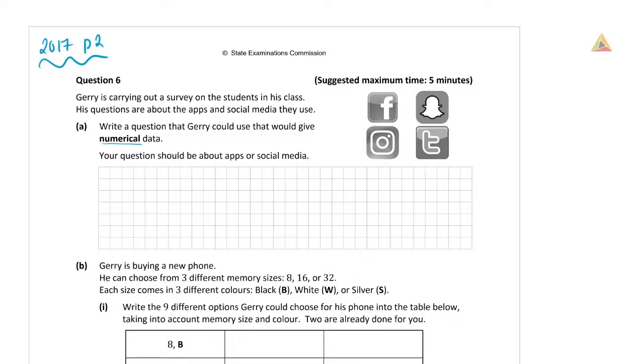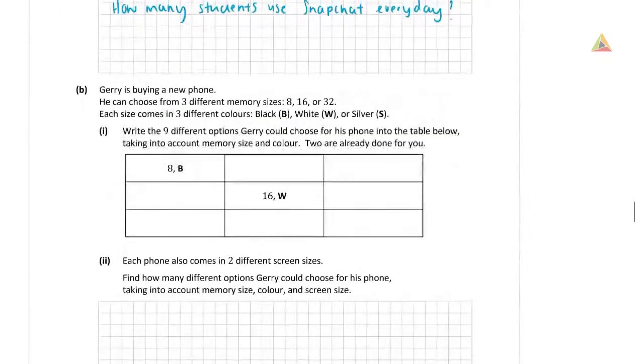So something like, how many students use Snapchat every day? Something like that. So how many students use Snapchat every day? And you'll be getting a definite figure then, and it's numerical data. So we'll go to part B. Jerry is buying a new phone. He can choose from 3 different memory sizes, so 8, 16 or 32.